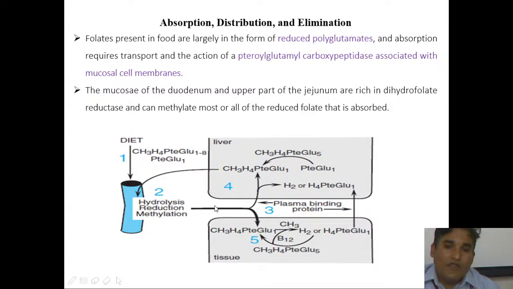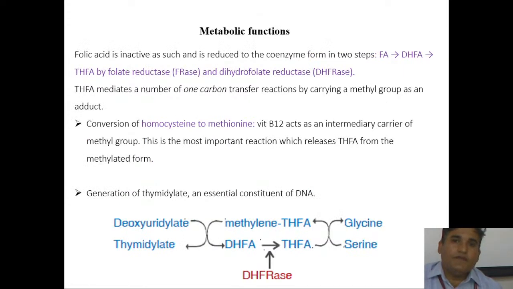When it comes to the systemic circulation, with plasma protein binding, it enters the liver for its reservoir or enters the peripheral tissues for normal function. These are the normal functions of folic acid. Folic acid is inactive as such and is reduced to the coenzyme.